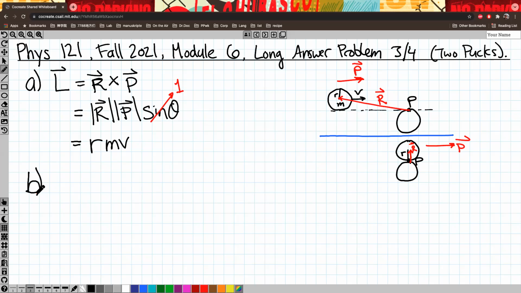Right. Yeah. So, you might even be able to say that there's angular velocity somehow, but the main point is that you know how to calculate the angular momentum in this type of case using r cross p.